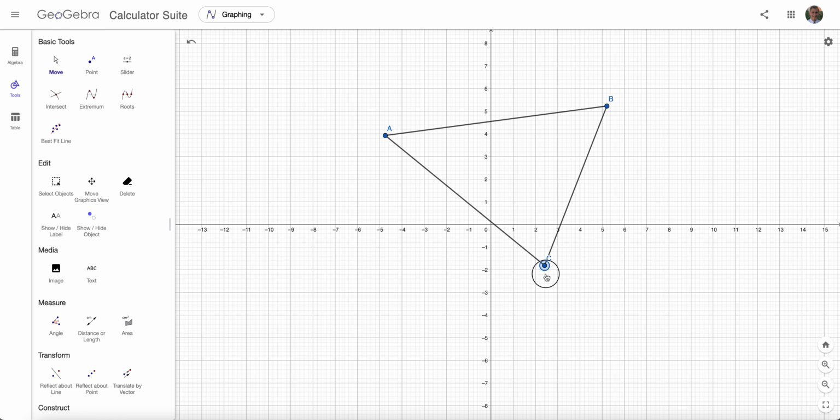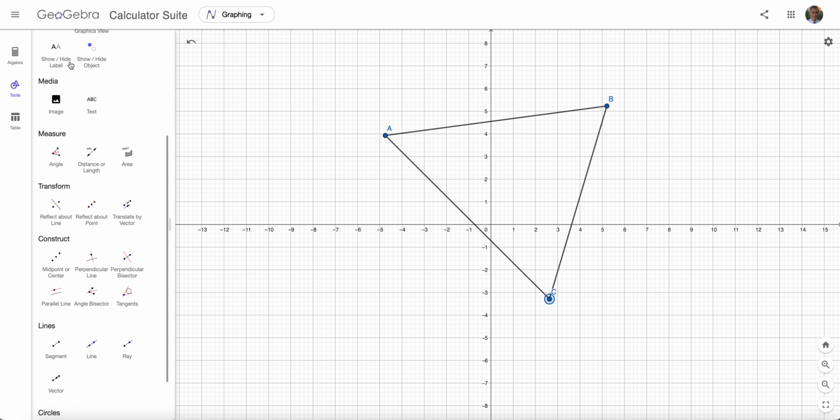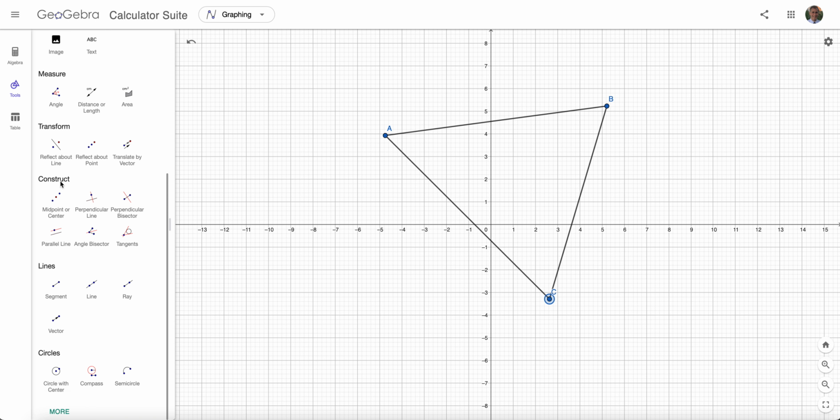So to find the circumcenter, I'm going to need to do the perpendicular bisector of each of the sides. That's really quite easy to do in GeoGebra. So again, I'm going to look at my list of tools. I am going to go down to where it says Construct. One of the options here is Perpendicular Bisector. When I choose the perpendicular bisector, it says select 2 points or 1 segment. If I choose segment AB, anywhere on there, it's going to draw the perpendicular bisector.